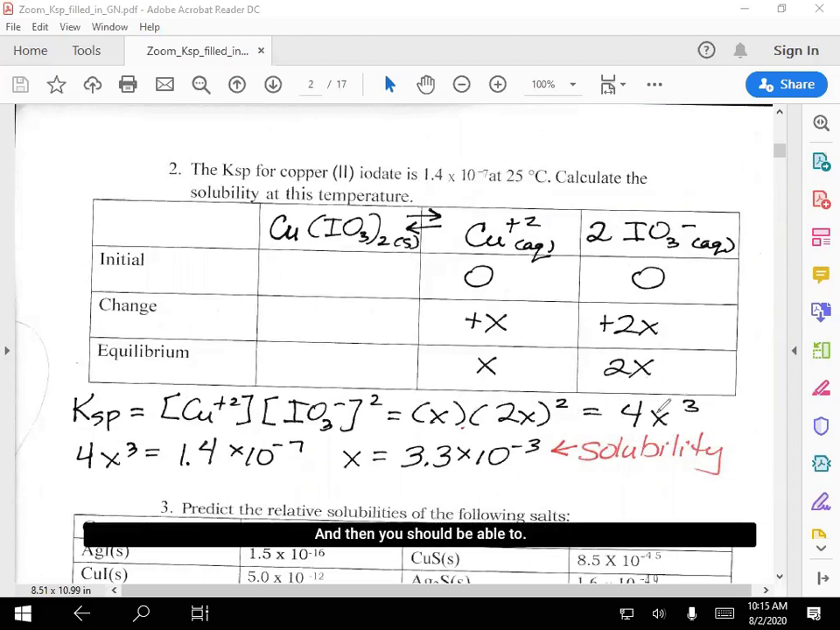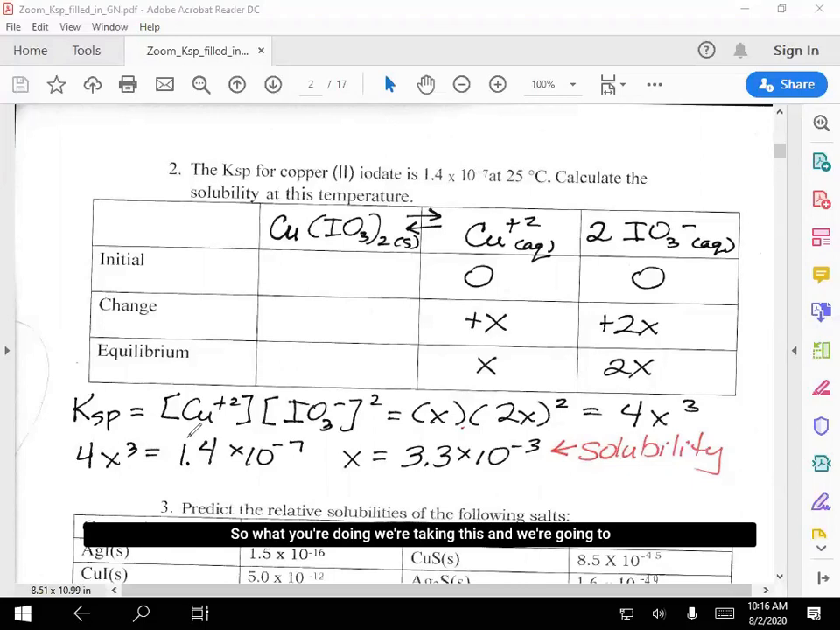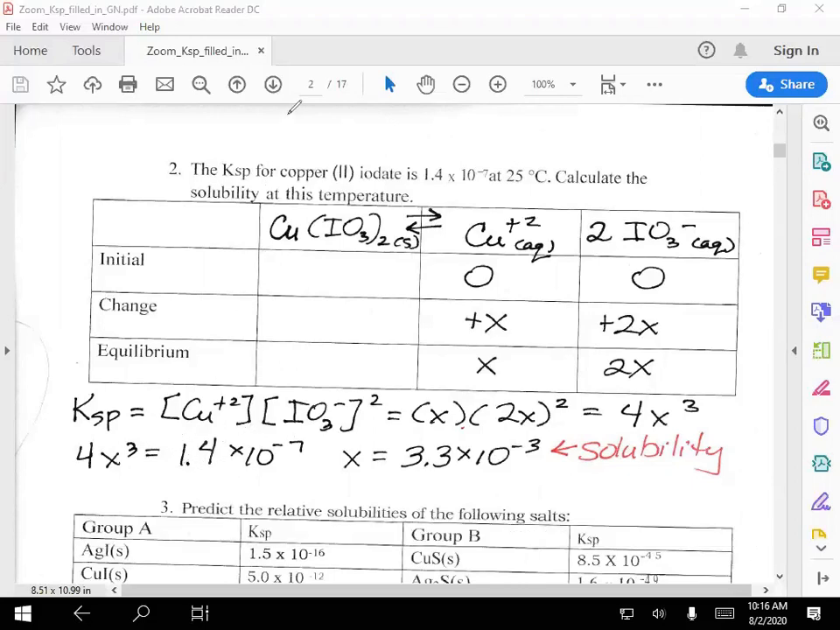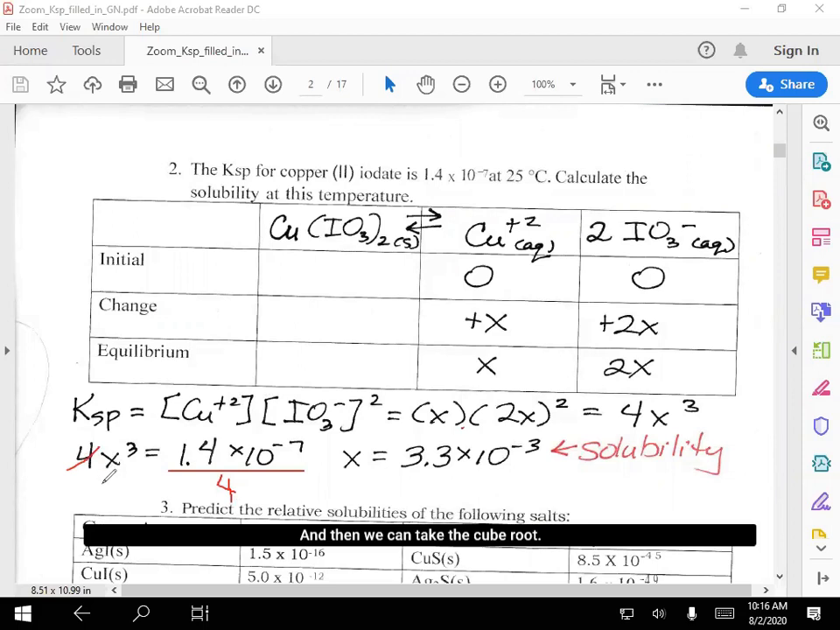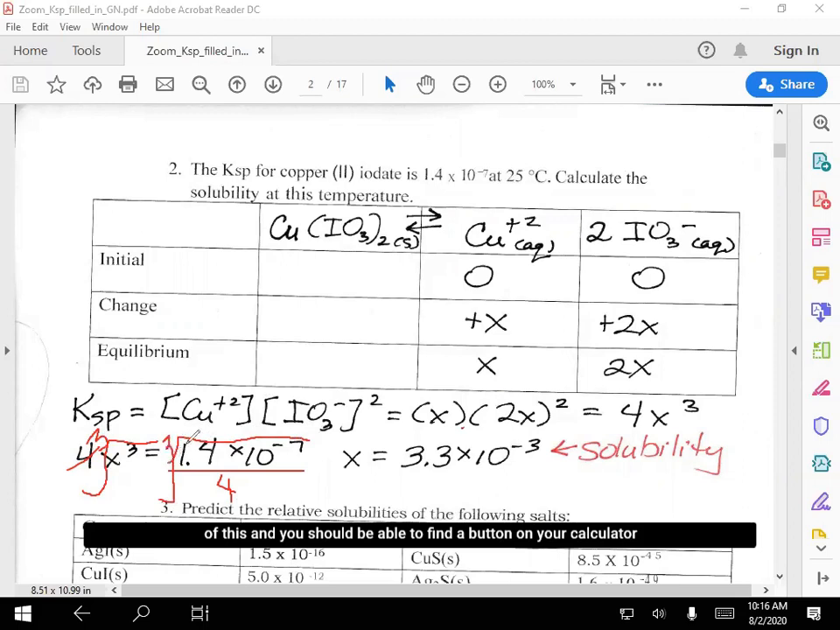And then you should be able to solve for the x. And if you look on your calculators, a lot of calculators have buttons that you can use to take the cube root. So what you're doing, we're taking this and we're going to divide it by 4. So we're dividing it by 4. That gets rid of this. And then we can take the cube root of this, and we can take the cube root of this, and you should be able to find a button on your calculator that does cube roots.